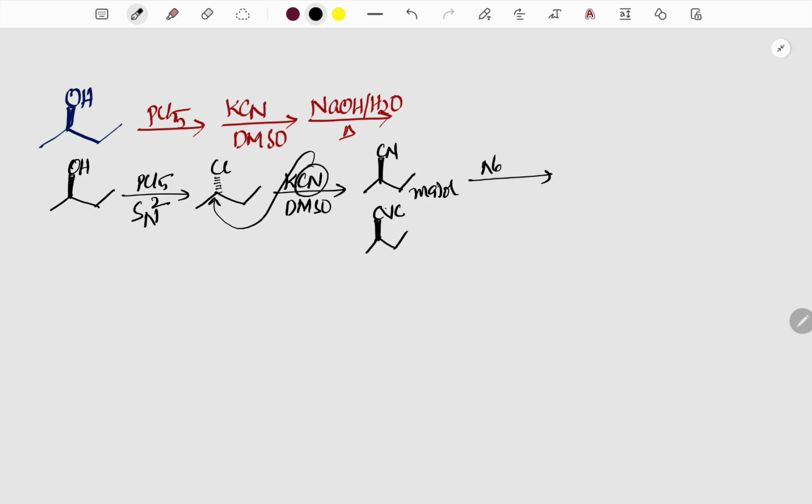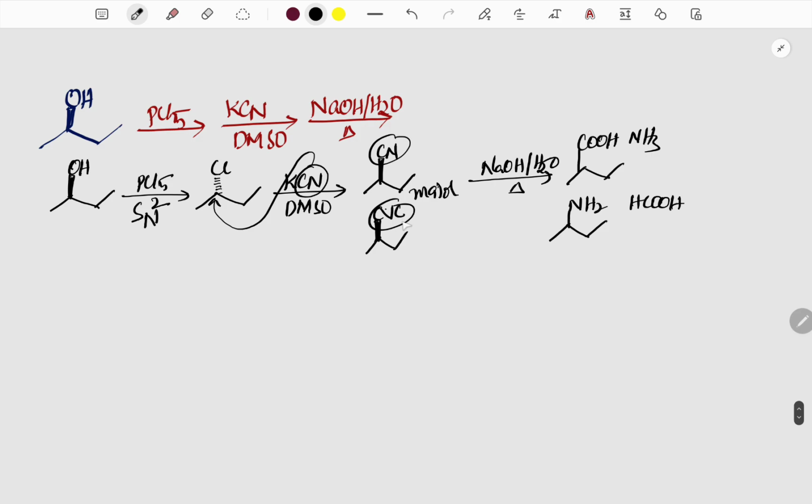Now we are adding NaOH, H2O, heat. Therefore, cyanide undergoes hydrolysis, and of course isocyanide also undergoes hydrolysis. So simply here, we have to break the bond here for hydrolysis.